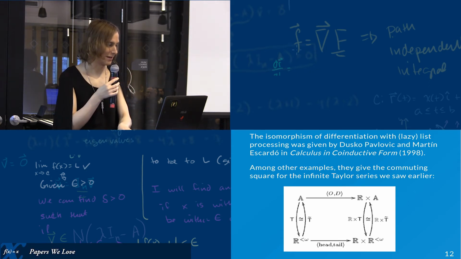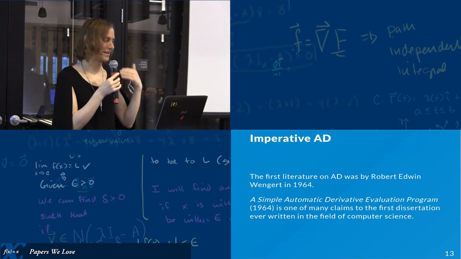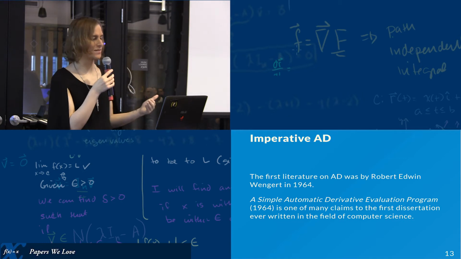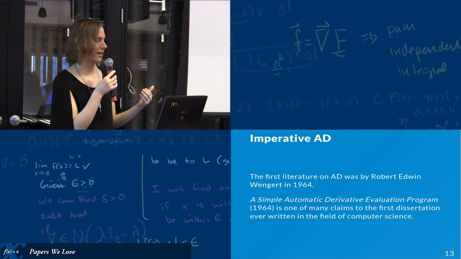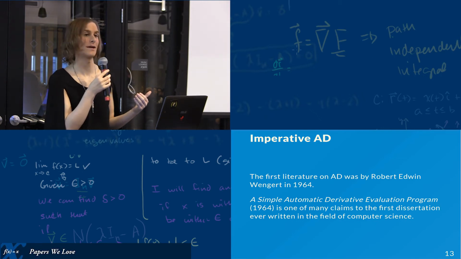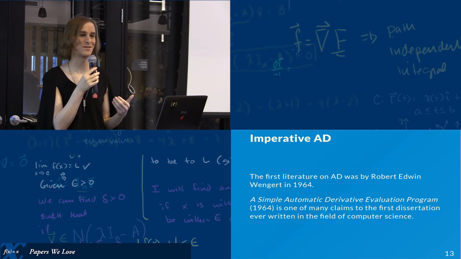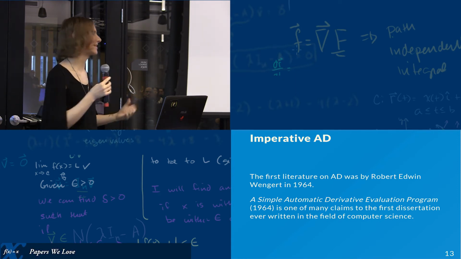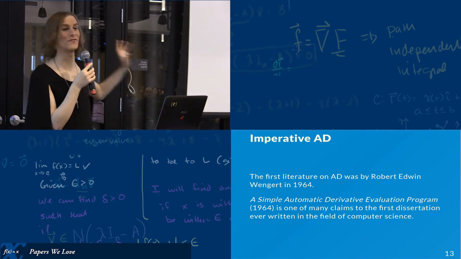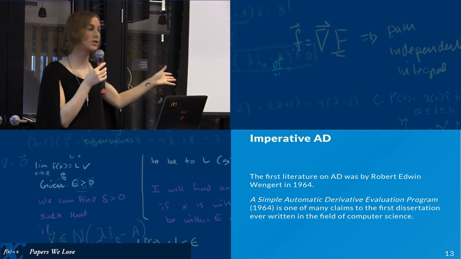Highly recommend that. As a little bit of an aside, in 1964, Robert Edwin Wengert published his dissertation on automatic differentiation. And to be honest, I know absolutely nothing about this person. I'm only mentioning it because, as a survey talk, this is apparently the first time that the term automatic differentiation was ever brought up in the literature.